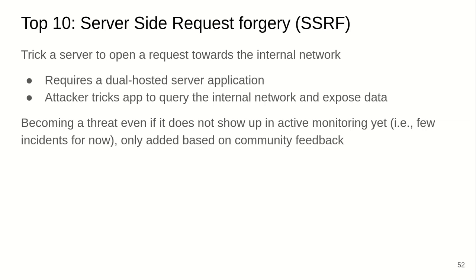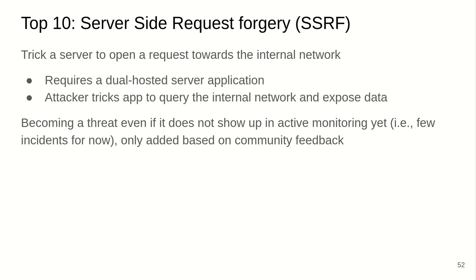The attacker tricks the app to query the internal network by sending a request to one of the internal services and then expose that data to the attacker. So this allows the attacker to turn a web service into a VPN client, allowing it to access internal network data. According to the study, this is in the process of becoming a threat. It doesn't show up in active monitoring yet, but it was added based on community feedback as perceived to be the most interesting upcoming attack vector.